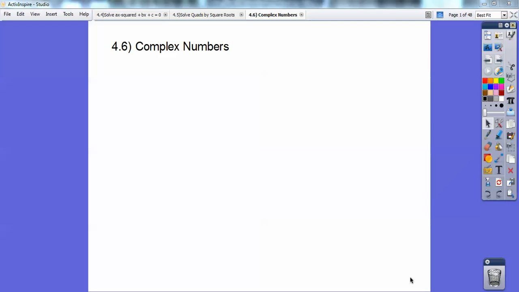Hey everybody, this Algebra 2 lesson's on complex numbers, so let's go ahead and begin. The imaginary number i. Okay, so i is the square root of a negative number. It's imaginary, it's not real, but you can do some math with that if we just let it be some imaginary number.